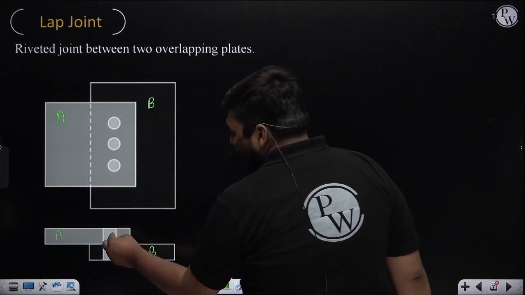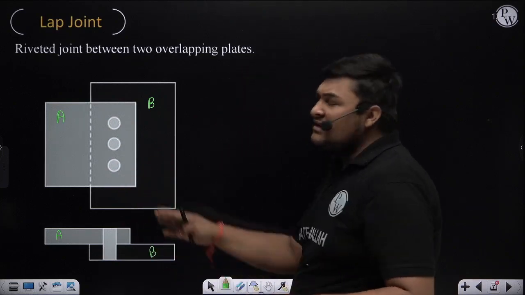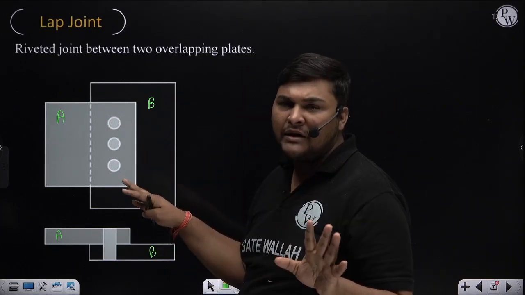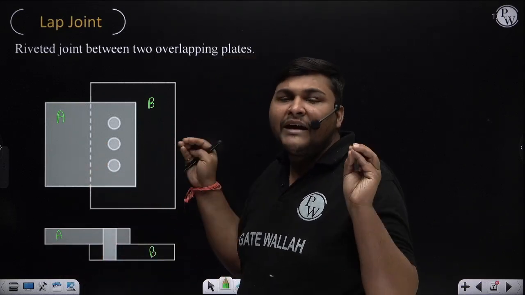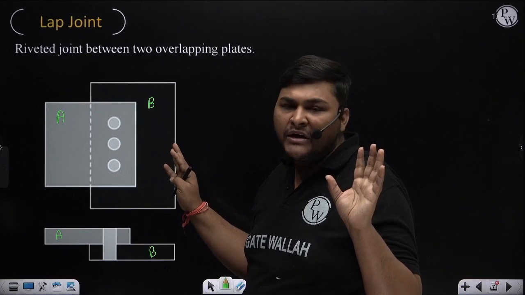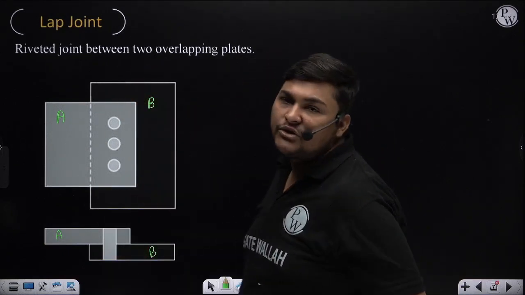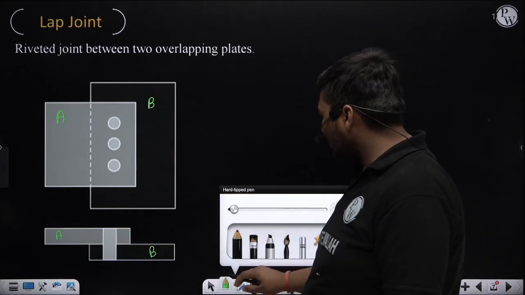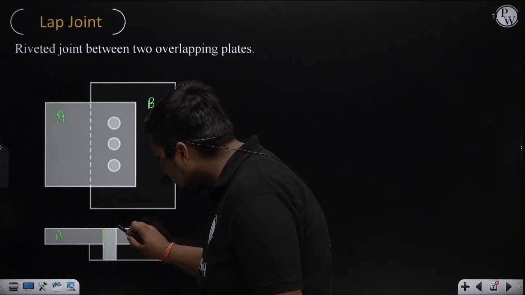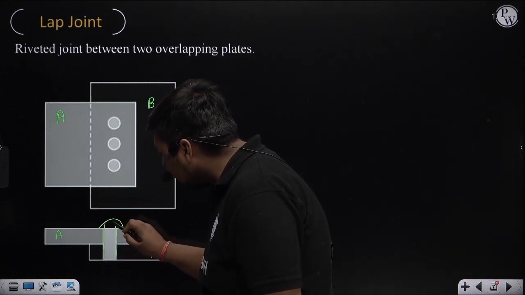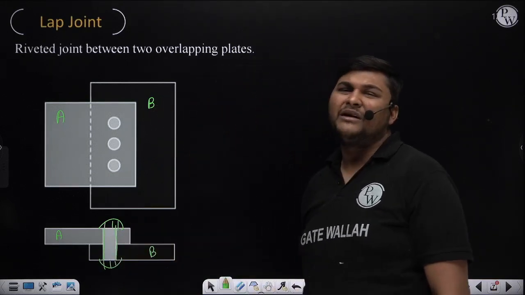Right now this is known as a row of rivets. In this row we have attached three rivets. Whether in this row we have three, four, five rivets, or we are using more rows of rivets, that is a different thing. But here we have connected plate A and plate B through riveted joint, and plate A and B are overlapping plates. This riveted joint is known as lap joint. Just for understanding, I made this diagram. If you want to show the head portion of the rivet, you can draw it like this, but just for understanding, I made this diagram.